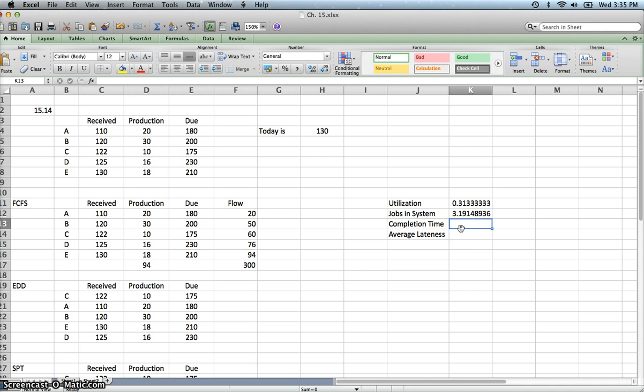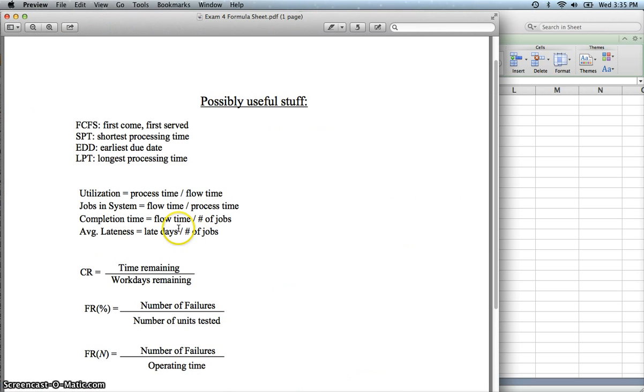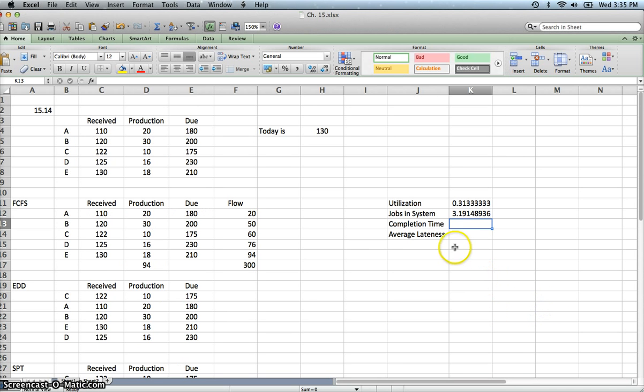Completion time is actually average flow. So here's the formula for that. It's just basically the total flow time divided by the number of jobs. That is the completion time. So we could take this and we'll divide it by 5 because we have 5 jobs. That will give us this.